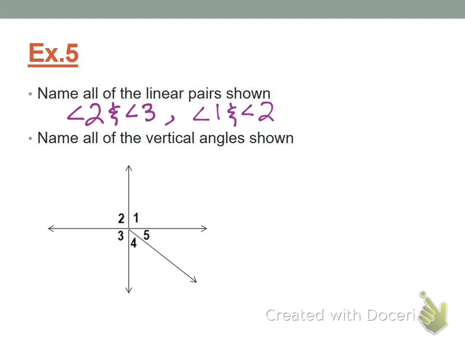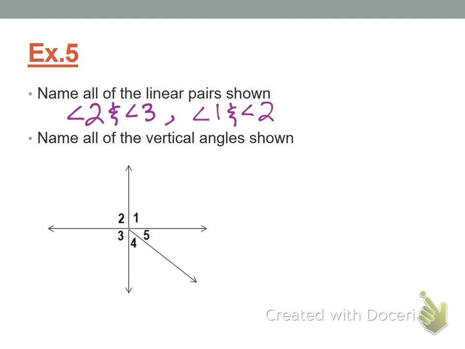Okay, so if we look at 1 and 5, they share a side, but their rays are not opposite. They don't form a line. 1 and 4 are 2 completely separate angles. 5 is kind of getting in the middle of them, so they don't share a side, even though they do have opposite rays. So to be a linear pair, they have to share a side, be adjacent, and form a straight line. Same thing with 3 and 5. They don't actually share a side.